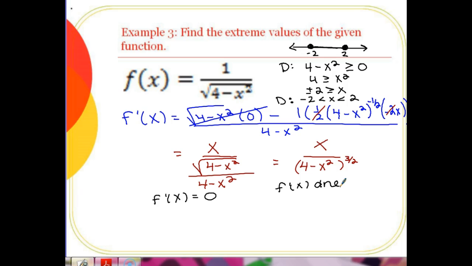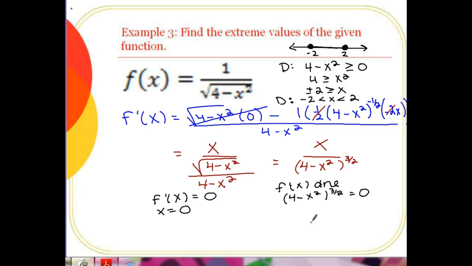So the derivative will equal 0 on a fraction when the numerator equals 0. So that's going to occur at 0. The derivative will not exist when the denominator equals 0. But what do we know about when this is going to equal 0? What value can you plug into x that's going to make that 0? 4 minus 2 squared, or 4 minus 4.